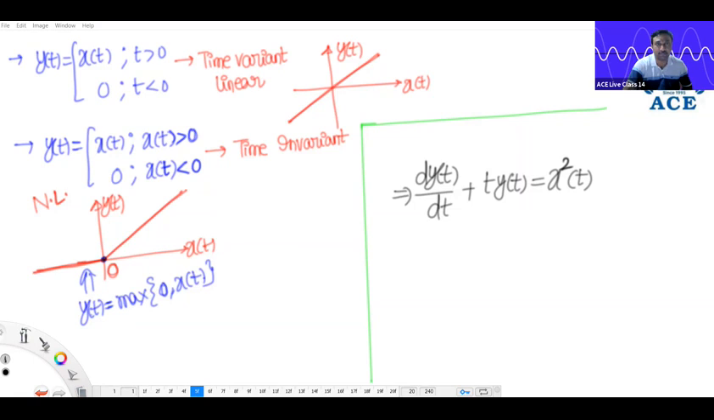This one: non-linear and time variant is the answer. Square is there, non-linear. A coefficient that is an external function of time means time variant, sir.